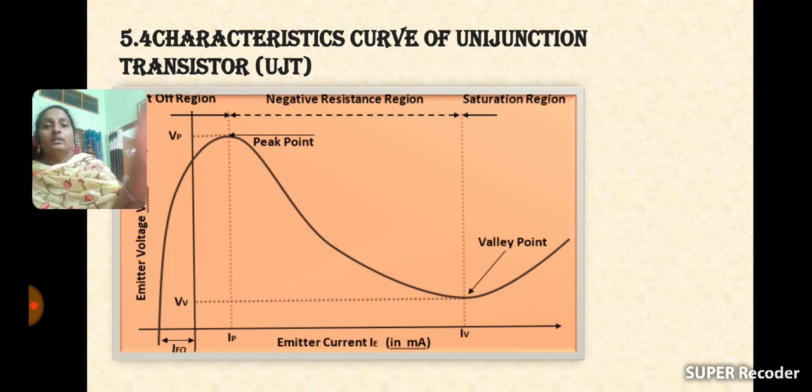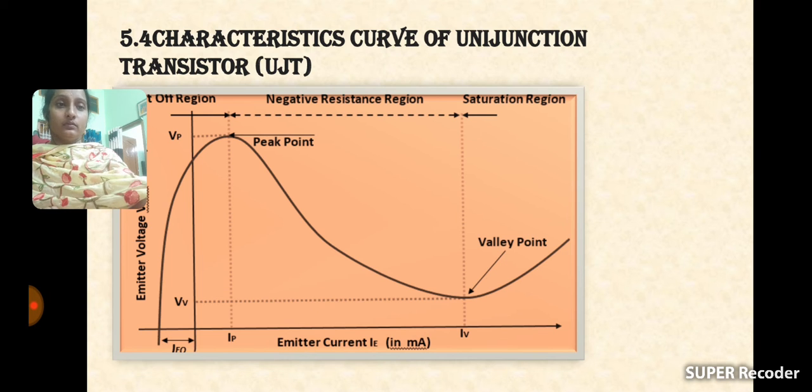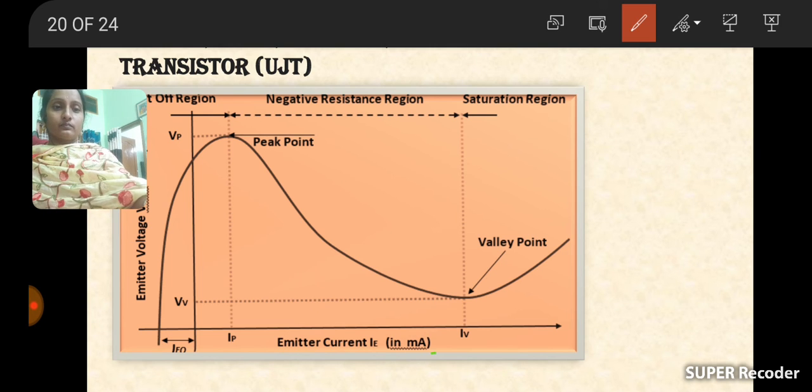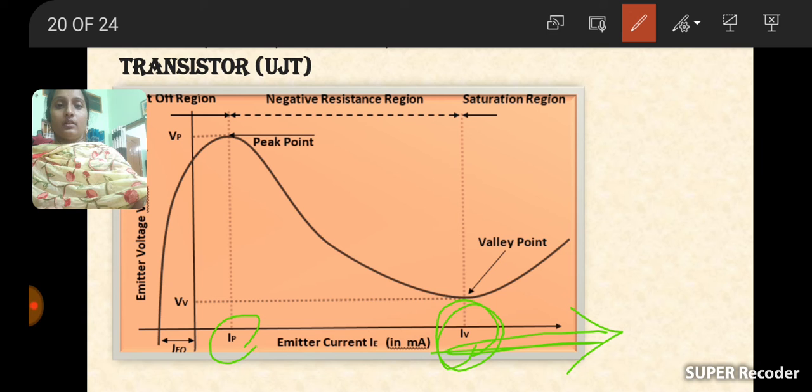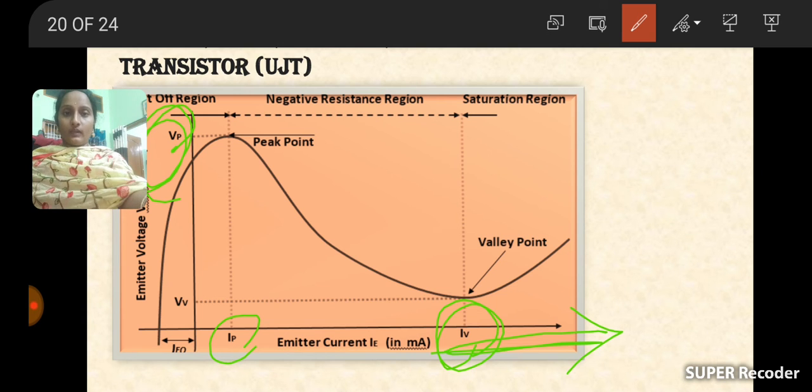And see here, this is the diagram of the characteristics curve of the UJT. This is a curve that must be drawn between current and voltage of the UJT. So on the x-axis we would like to take current, with the valley point and this peak point, and on the y-axis we take the applied voltage.